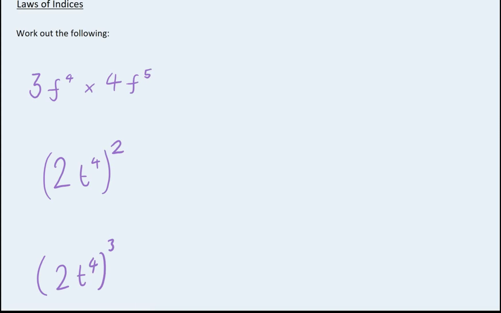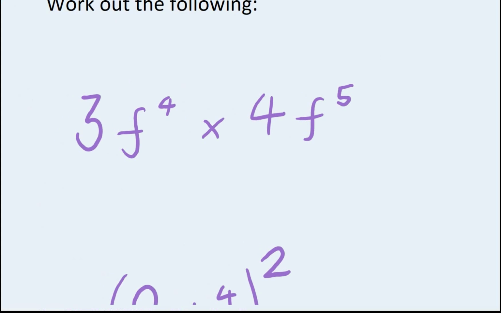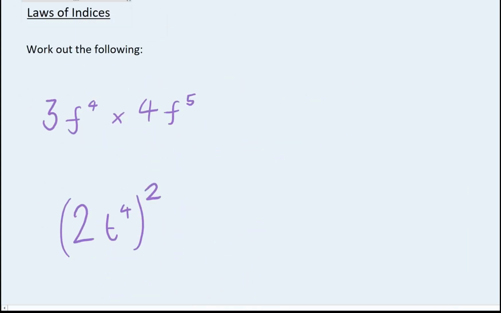Normally you see it slightly harder, so I'll go over a couple of harder examples. So in these questions here, we've got numbers and we've got powers. The golden rule is you always want to times the numbers and add the powers. So times the numbers, 3 times 4 is 12. Add on the powers, we have f to the 9.